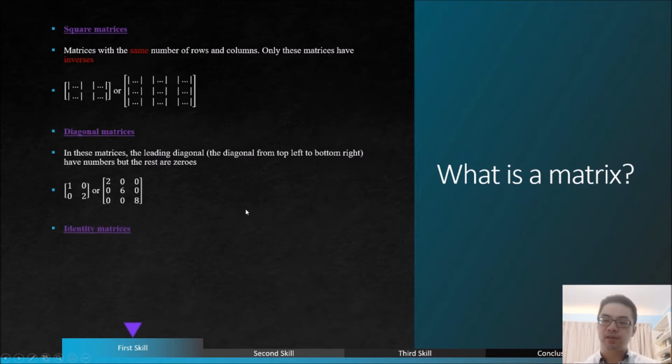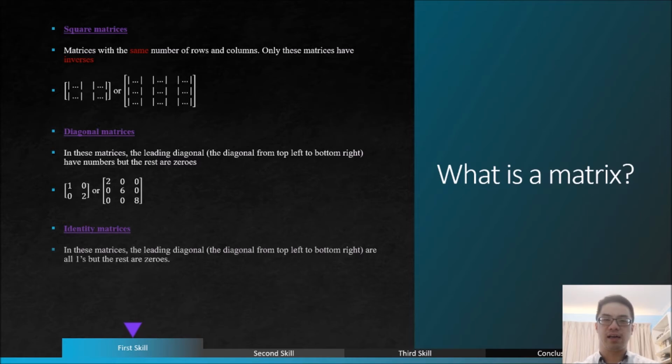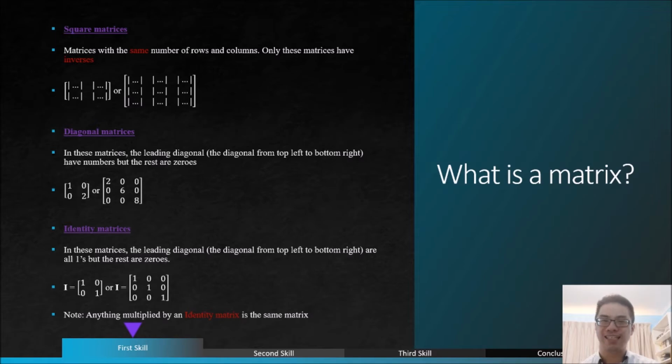The identity matrix is the same as the diagonal matrix, except that the leading diagonal is a set of 1s and the rest are zeros. It's important to note that anything multiplied by an identity matrix is the same matrix. Identity matrix is like a 1. So 3 times 1 equals 3, 4 times 1 is still 4, 10 times 1 is still 10. So anything multiplied by the identity matrix is still the same.